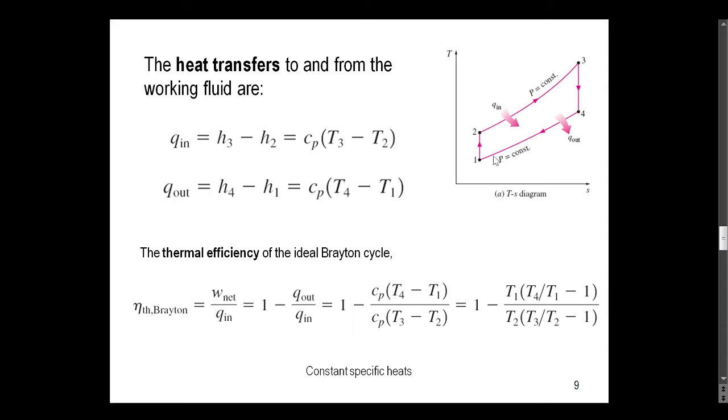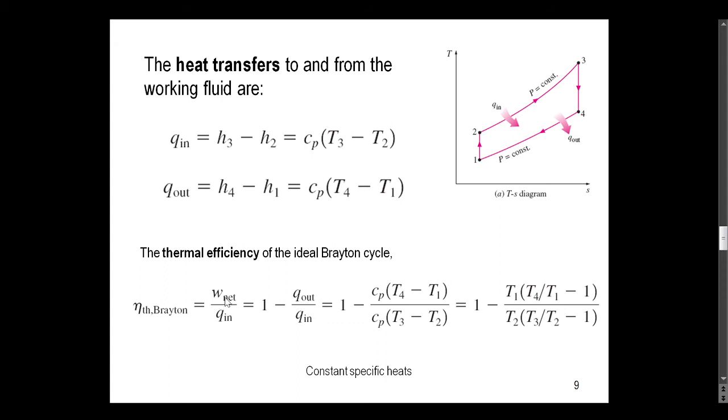Similarly, Q out is equal to H4 minus H1, which is Cp (T4 minus T1). The thermal efficiency of the ideal Brayton cycle, as per the definition, is equal to W net upon Q in, but W net is equal to Q in minus Q out as per the first law of thermodynamics.